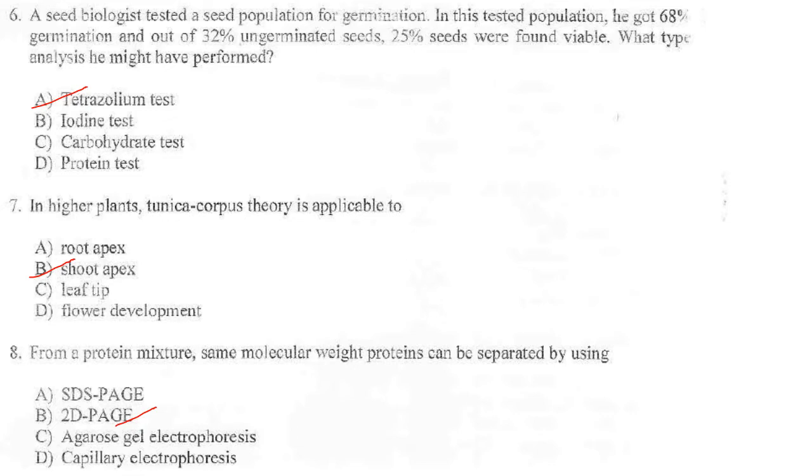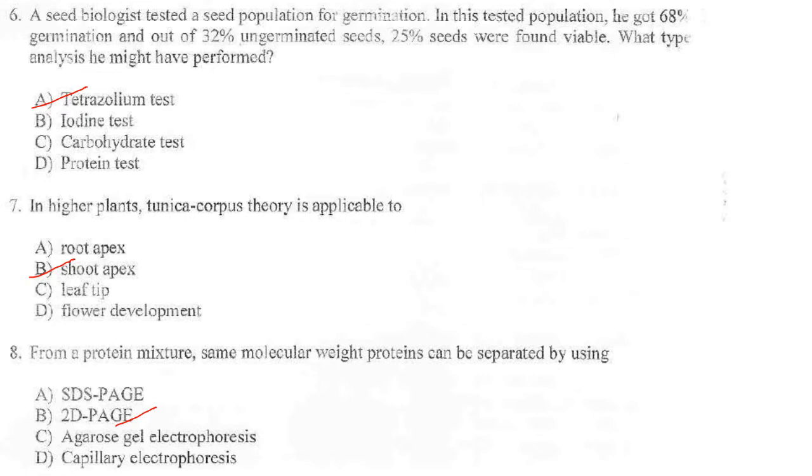Then a seed biologist tested a seed population for germination. In this tested population he got 68% germination, and out of 32% ungerminated seeds, 25% seeds were found viable. What type of analysis might he have performed? So he has checked for the viability of the ungerminated seeds. What test did he use? He used the tetrazolium test. Answer is option A.